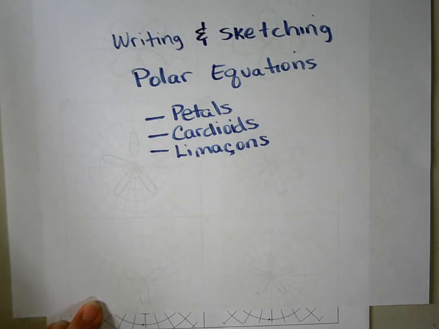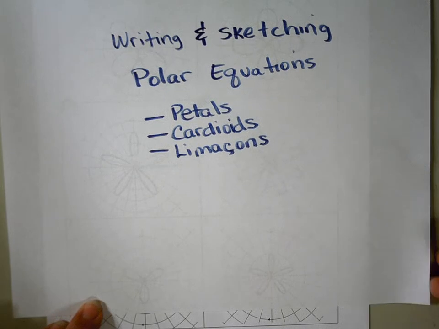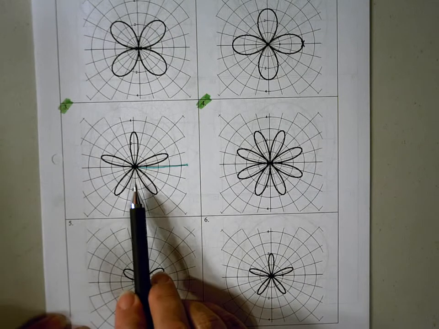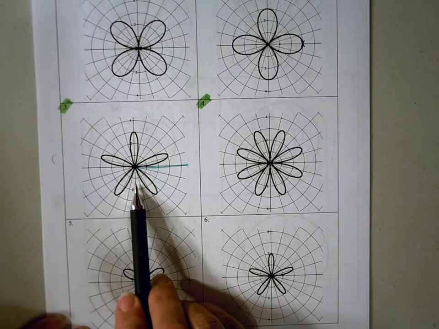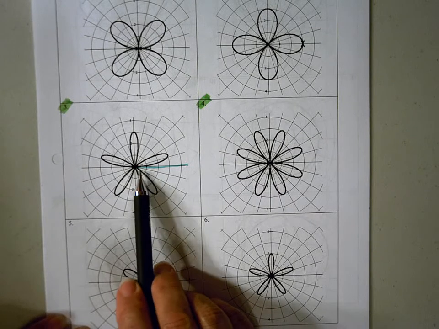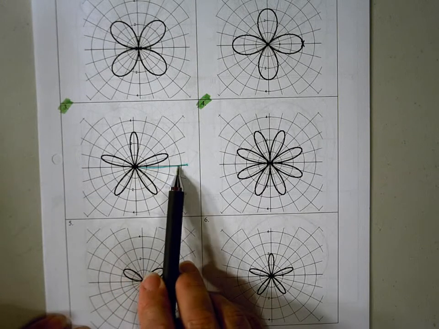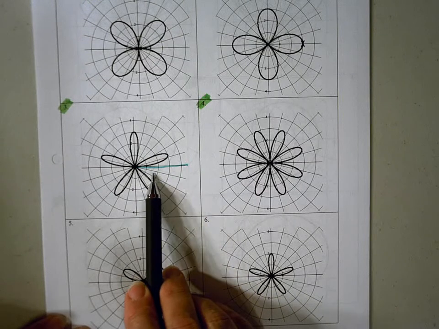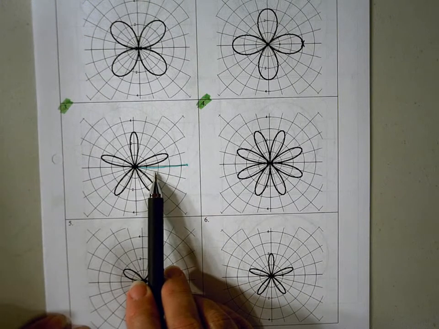Okay, we have writing and sketching polar equations: petals, cardioids, and limaçons. Use this worksheet from class. The first one I'm going to do is number 3. Its petals do not end over on the right on the x-axis, which means we have a sine equation.